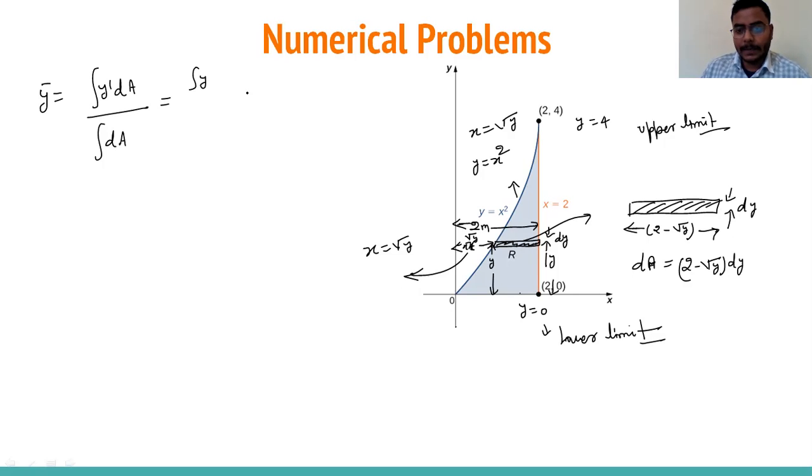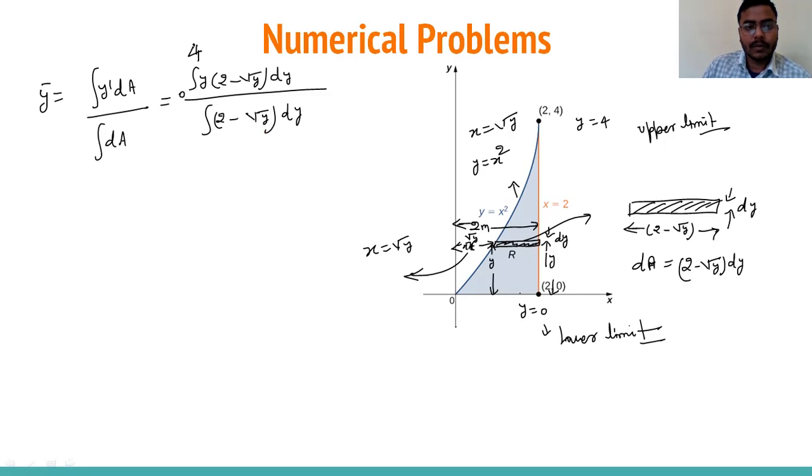Now we can put the value of dA. That will be 2 minus root under y into dy. Divided by integration, here also you can put the value. We are not cancelling because we don't know this area, so the area also we have to calculate. By integration we can calculate the area: 2 minus root under y dy. What will be the lower limit? 0, and what will be the upper limit? That is 4. So 0 to 4.